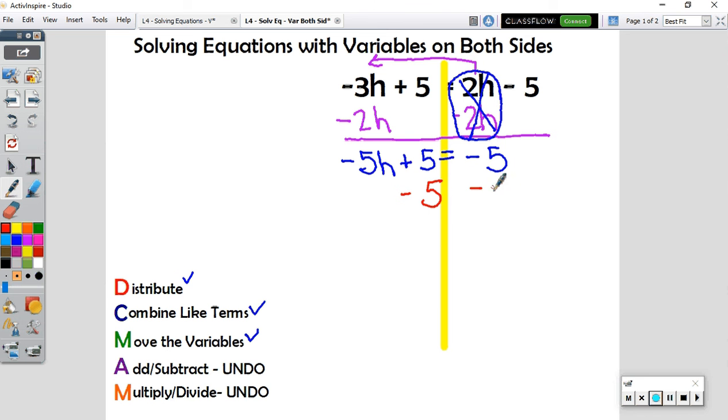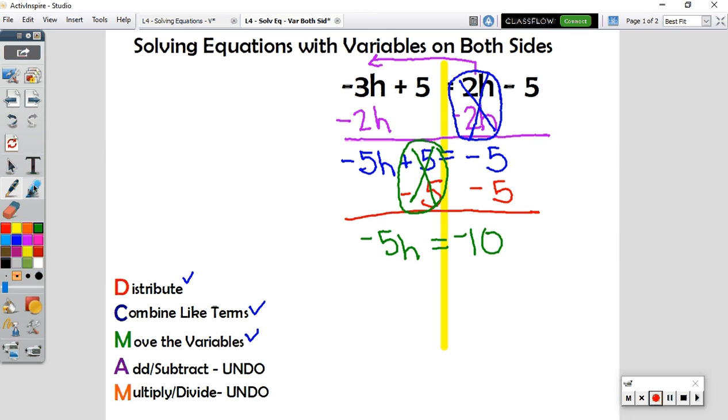And I'll do minus 5 over here. And then these two 5 plus 5 minus 5, they're going to cancel out. And I'm going to be left with negative 5h equals negative 10.